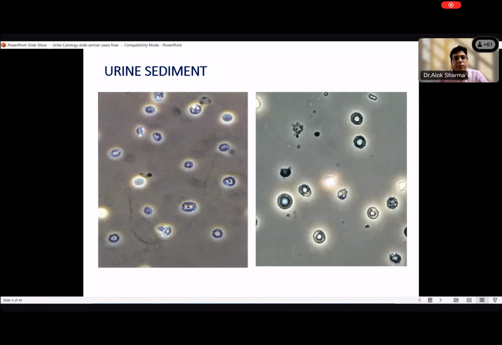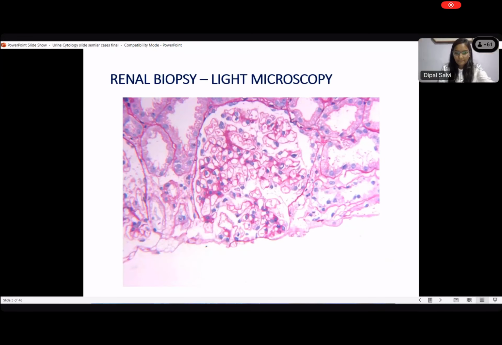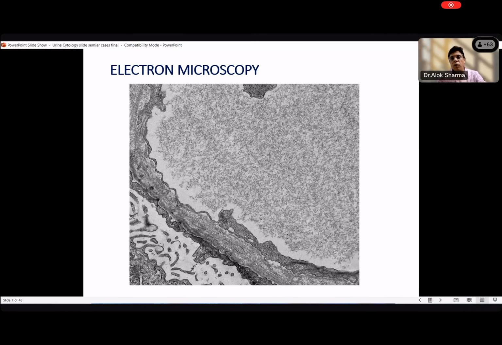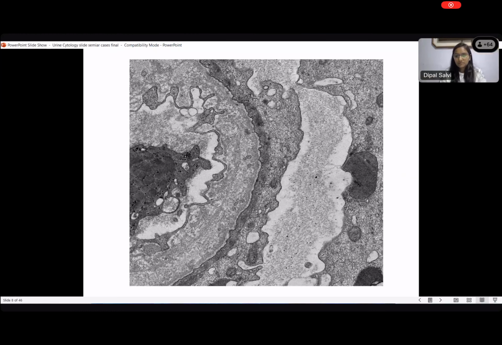Unchanged phase contrast. Then this patient also underwent a renal biopsy, since the hematuria was persistent after the urine examination and all the tests. This is the light microscopic picture of the renal biopsy. Immunofluorescence was negative, so there were no immune deposits. And this is what we found on electron microscopy. EM was also done for this child since he had proteinuria and hematuria, and these were the findings. Another image from the electron microscopy. So what is your diagnosis?